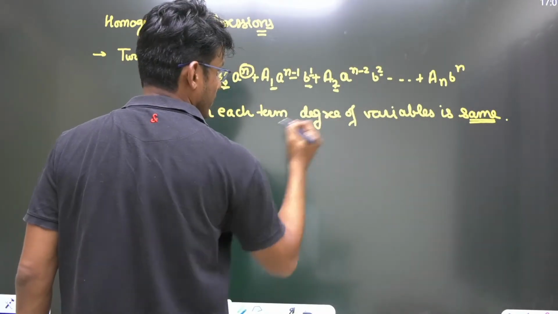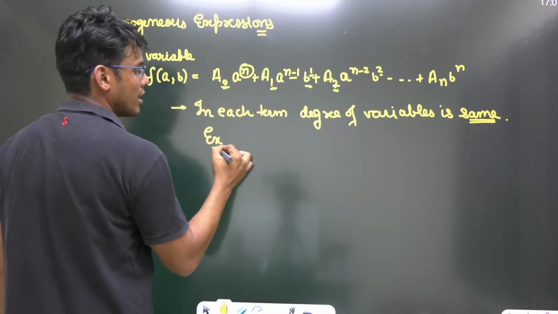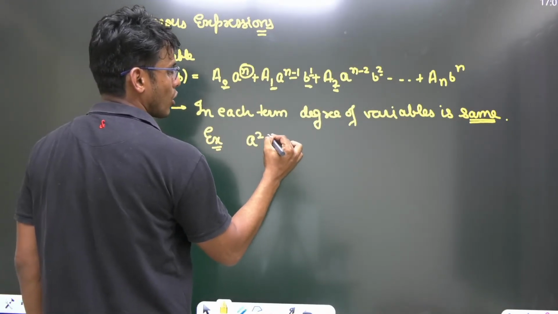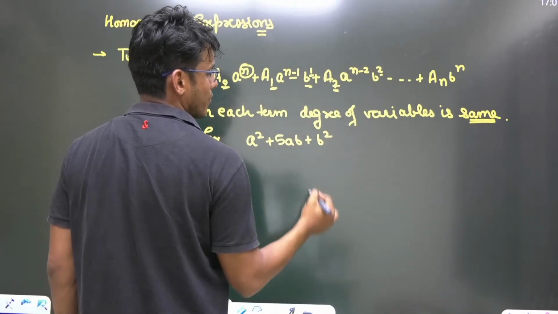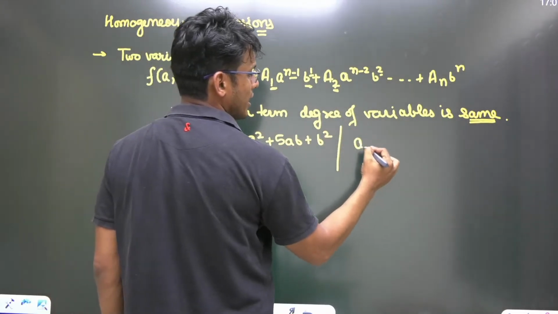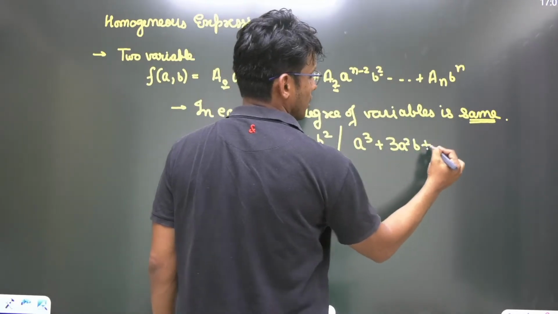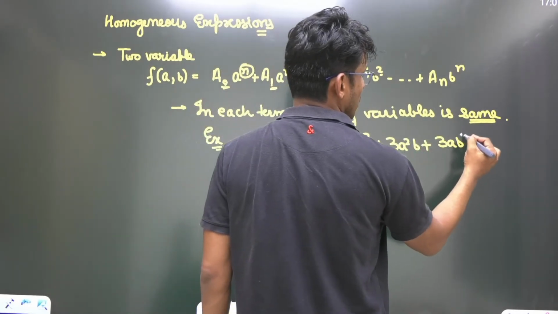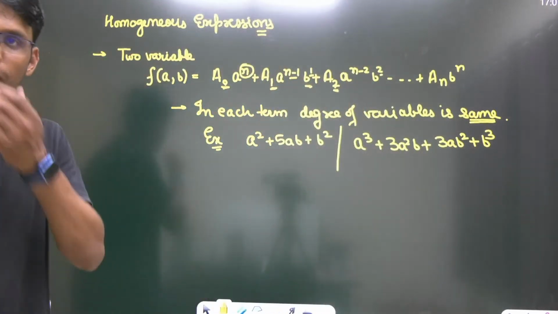So degree, got it? This is one. So we'll just write the example. If I talk about a 2 degree expression, this is a 2 degree expression. If I talk about a 3 degree expression, this is a 3 degree expression. Getting my point?